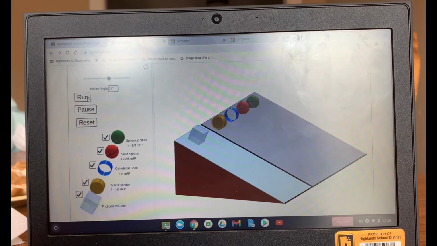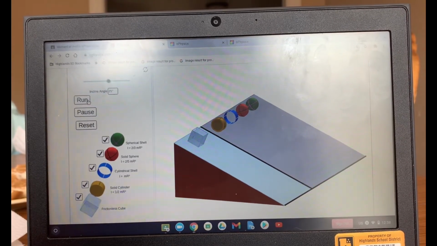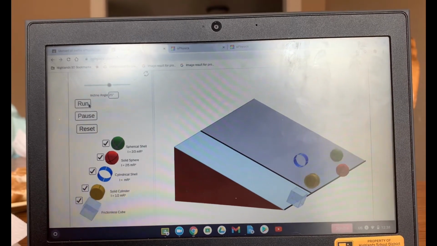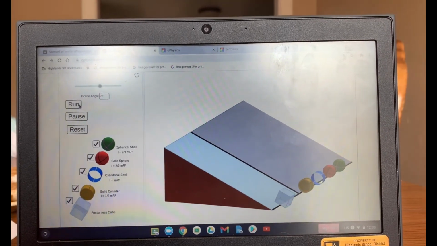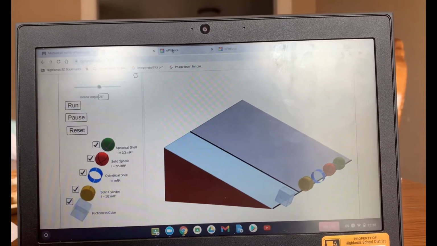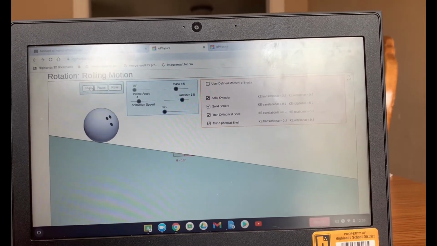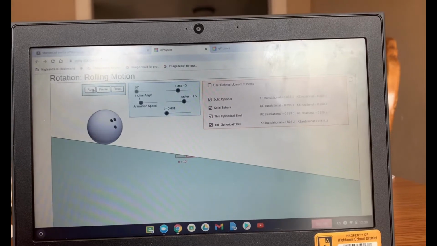To begin, the virtual component of this lab consisted of 3 online simulations. First, there was a simulation of different objects rolling or sliding down an inclined plane. Here, it was distinguished that the mass distribution and friction dictated the order in which the various objects reached the bottom. Also, the angle of inclination did not affect the order of the objects.